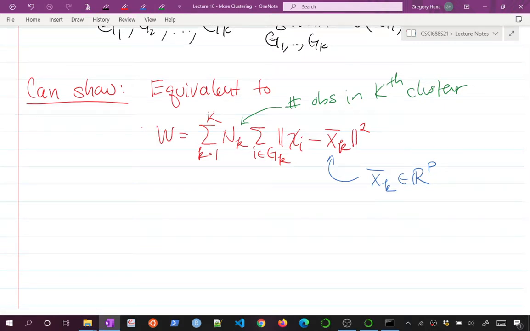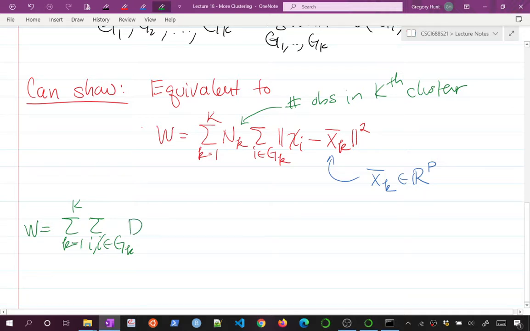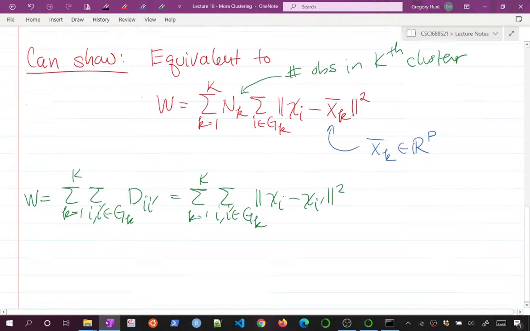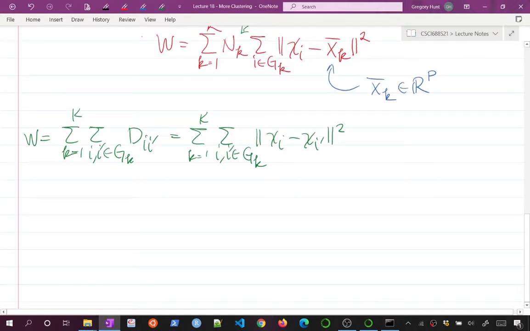So our original W, of course, was the sum over I, I prime in G_k, and then I look at what the dissimilarity of I and I prime is. Now, of course, we know that for this case, this dissimilarity between I and I prime, we've defined to be this Euclidean distance squared, all right?